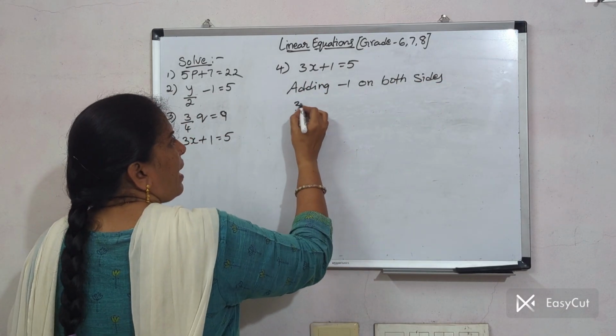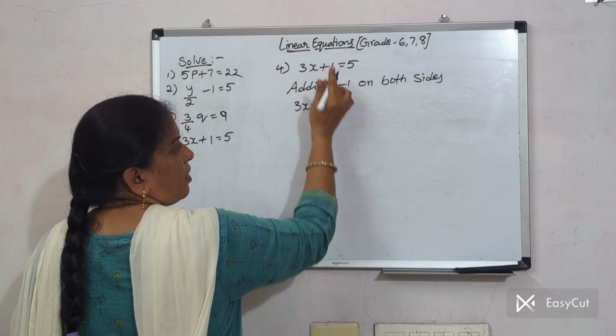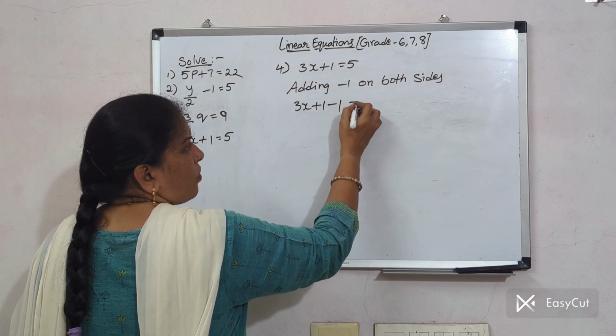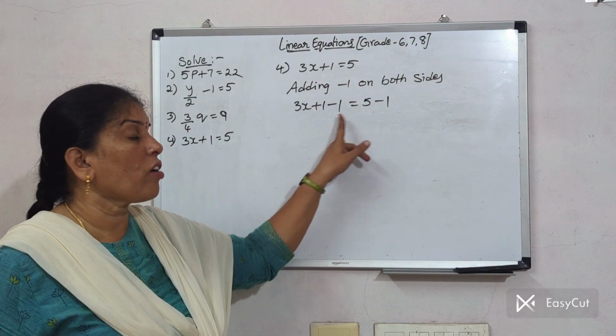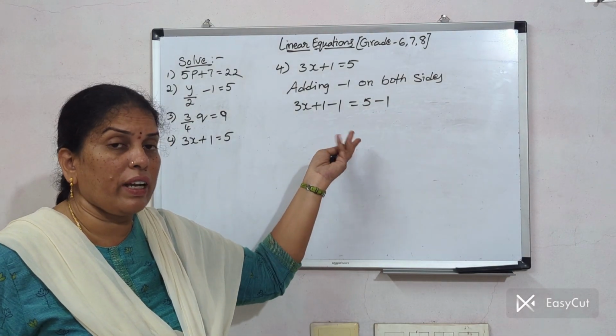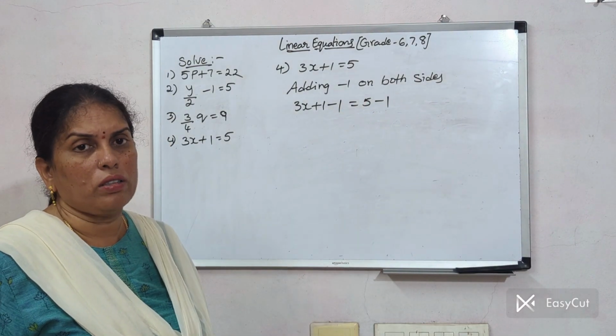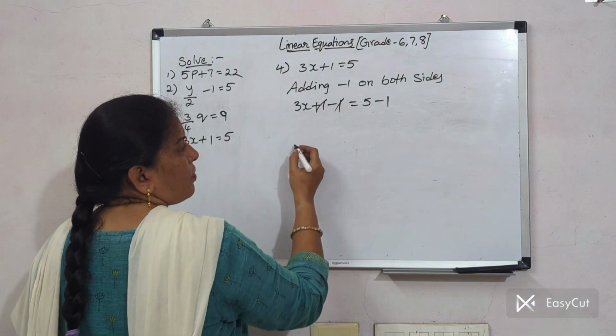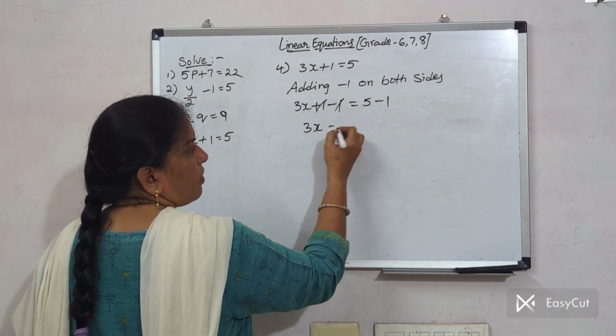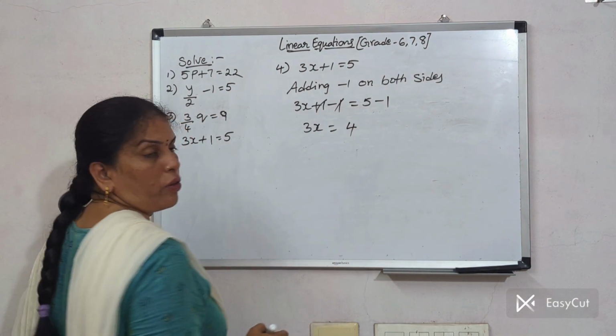So 3x plus 1 minus 1 is equal to 5 minus 1. Both sides means we must write on both sides. If you write on one side only, the answer becomes wrong. You should balance both sides. Plus 1 minus 1 becomes 0. 3x is equal to 5 minus 1, which is 4.